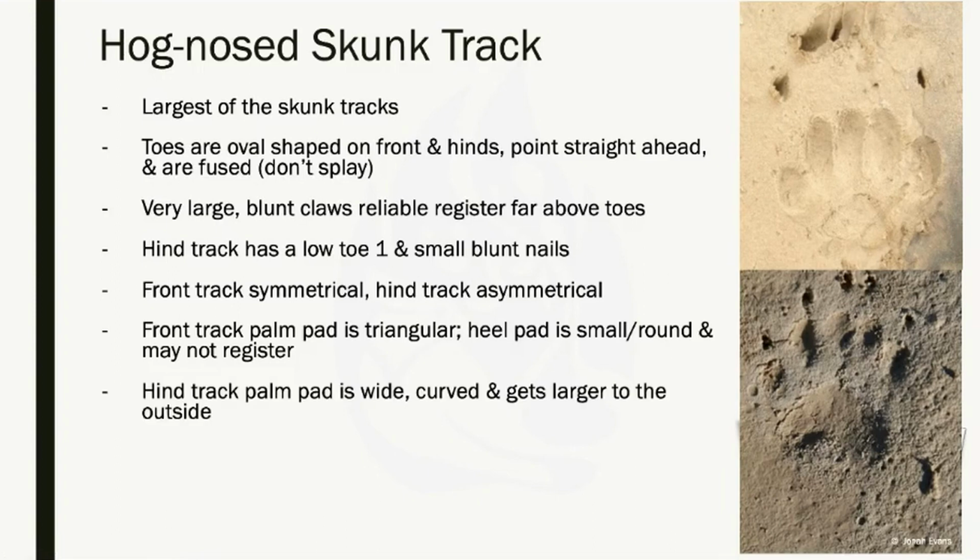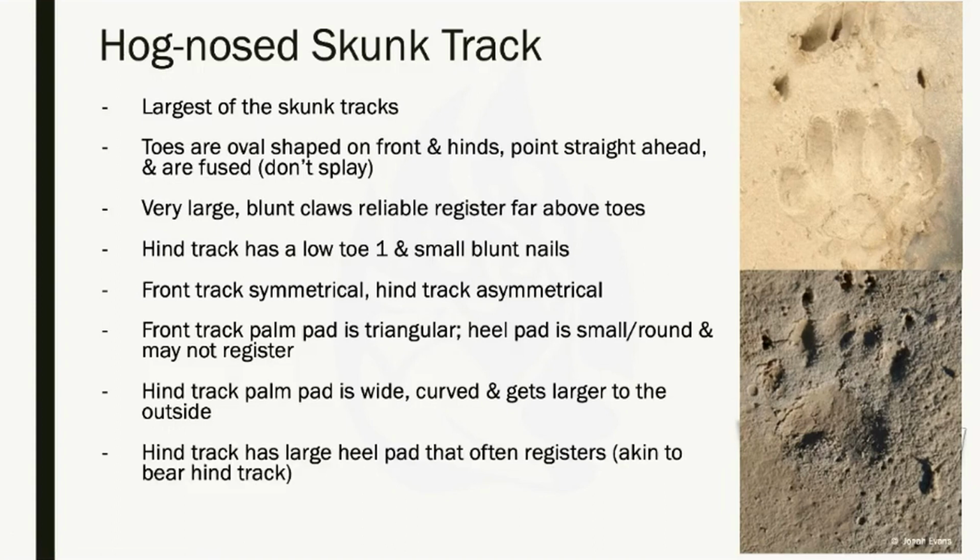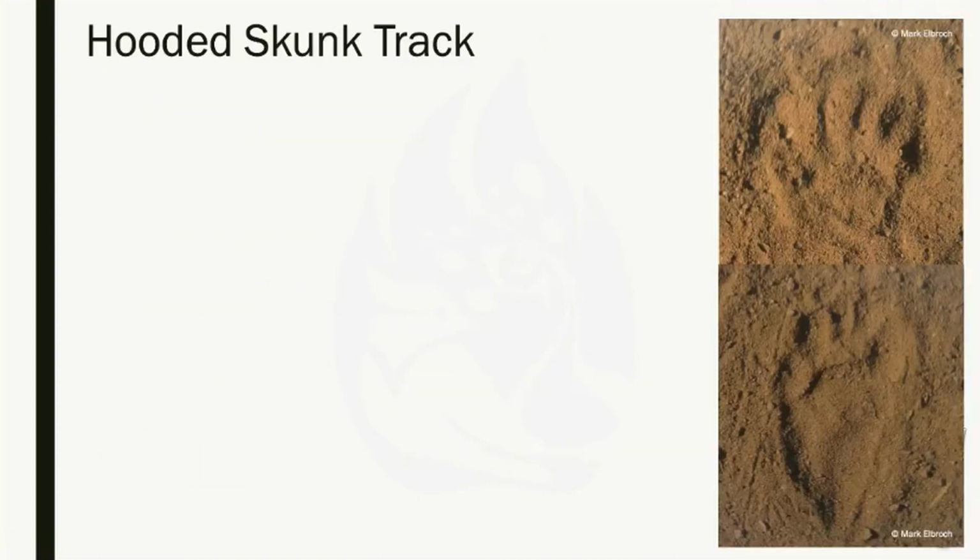Again, the hind track palm pad is very wide in comparison. It's not that triangular shape, as I just mentioned. And like the other species, it gets larger to the outside. And it does have a heel pad that usually registers. So we can see here, not really clear, but you can see that the heel pad did register, and you can see how it's separated here from the palm pad. So very much like a bear track. And their preferred gait is an overstep walk where the hind foot lands in front of the front foot.